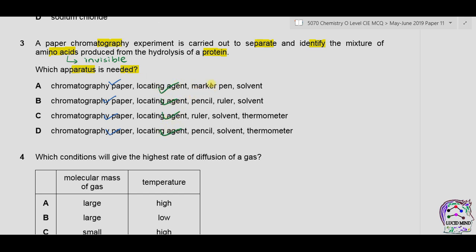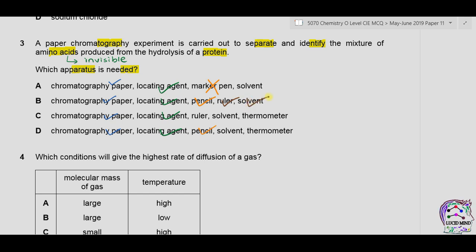Third thing in part A is marker pen. We are not going to use pen because pen is made up of inks and inks can also be separated by using paper chromatography. We only need the result of amino acids, so therefore instead of pen, pencil can be used. We can draw a baseline by using pencil, and we can use ruler to measure the distance traveled by the solvent and the distance traveled by solute.